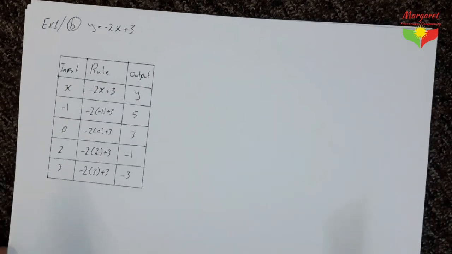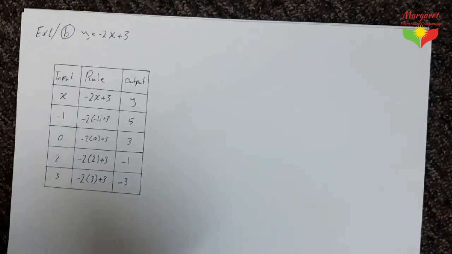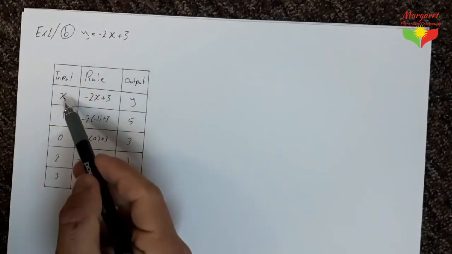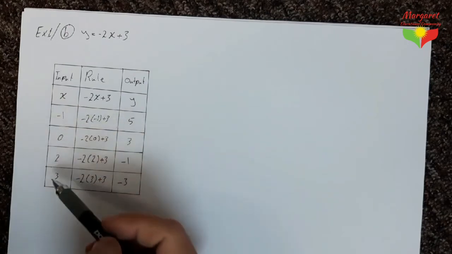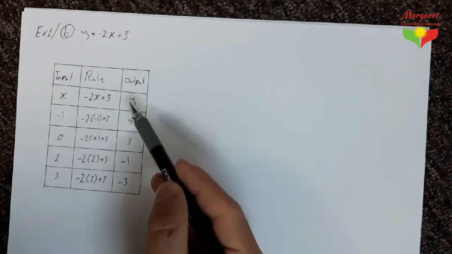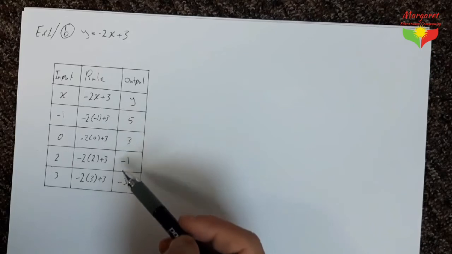And if we see the table, when the value of x increase from minus 1 to 3, the value of y decrease from 5 to minus 3.